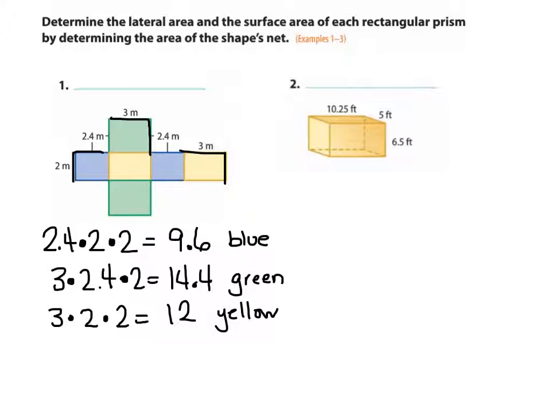Now, if we're finding the lateral surface area, so I'm going to put LSA, that means that we're going to add together the blue and the yellow. We don't want the green pieces. So blue is 9.6 plus 12. That gives me 21.6. If I did a total surface area, I would add all 3 of them up. I'm going to put this up top. And that gives me 36.